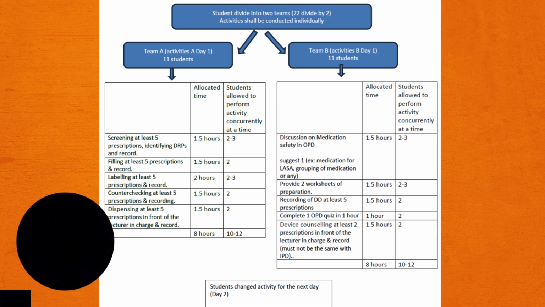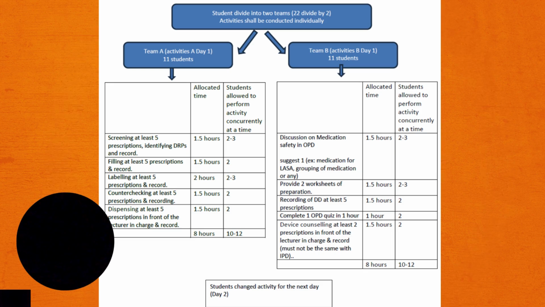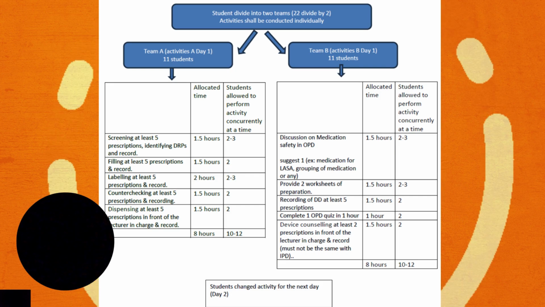This flowchart serves as a guide for students to accomplish the activities that should be conducted during the simulation lab. For example, there's 11 activities such as screening, filling, counter checking, labeling, dispensing, counter checking, medication safety, dispensing, recording of dangerous drugs, extemporaneous preparation, cross talks, emergency trolley, device counseling, and the quiz.